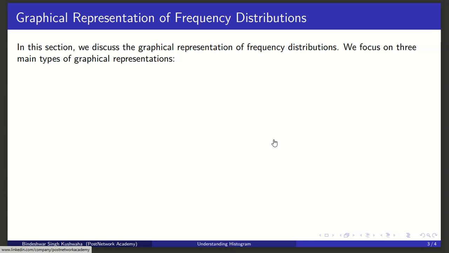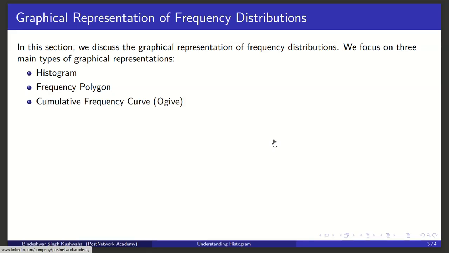Now, in this section, we discuss the graphical representation of frequency distributions. Mainly, we will focus on three main types of graphical representations. In this video, particularly on histogram, and in upcoming videos, I will explain frequency polygon and cumulative frequency curve, which is also called Ogive.